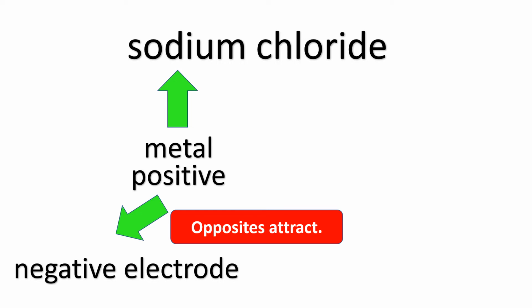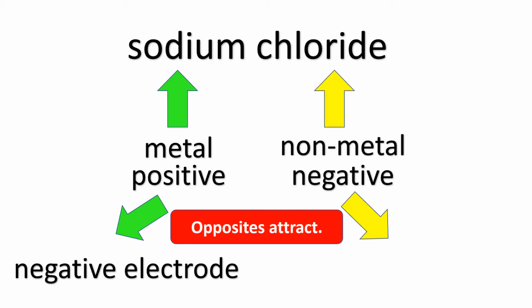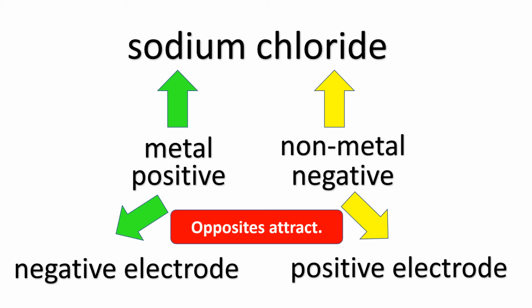So chlorine is a non-metal, so it's negative, and therefore it will be attracted to the positive electrode. And of course, why is all that happening? Our golden rule of electrolysis, because opposites attract.